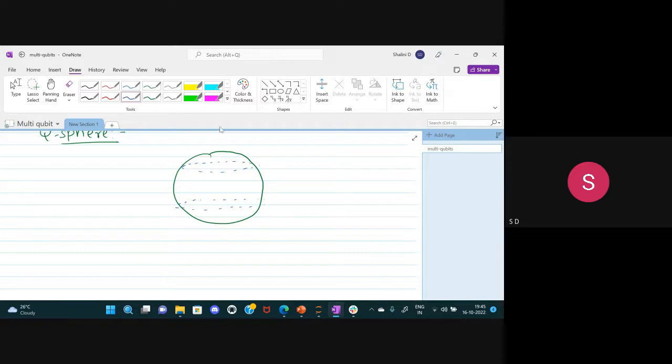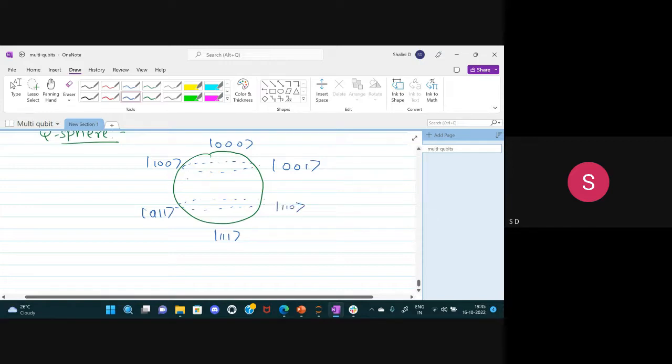So here you have 0 0 0. You have 1 1 1. Here you have 1 0 0. Here you have 0 0 1. 0 1 1, 0 1 1. Here you have 1 1 0. In here you have 0 1 0. Here you have 1 0 1. Since it is 0 1 1, it is pointing in this direction.